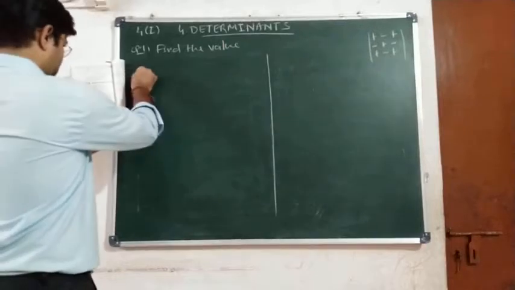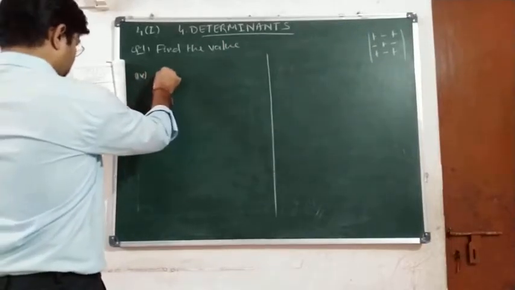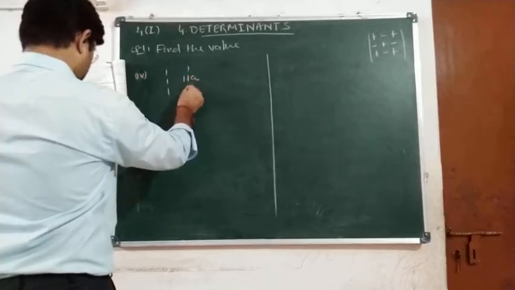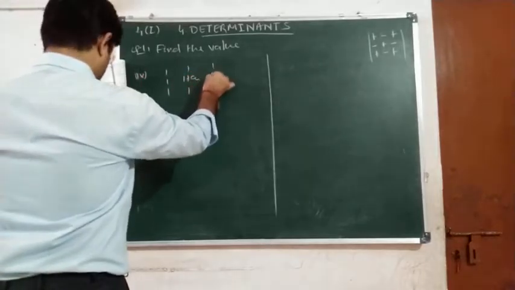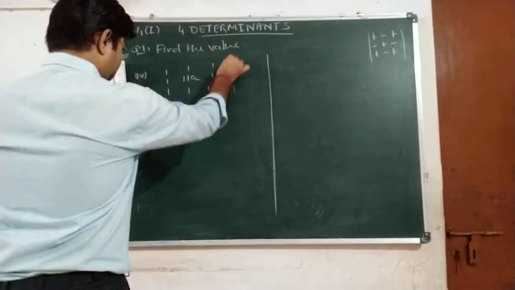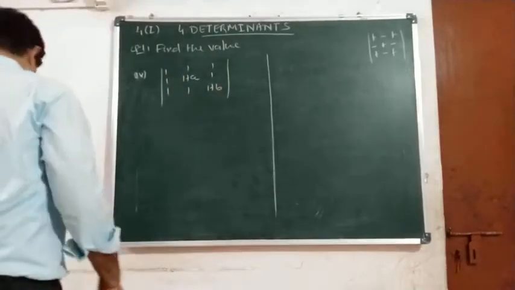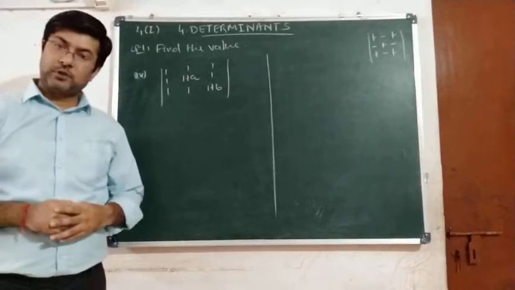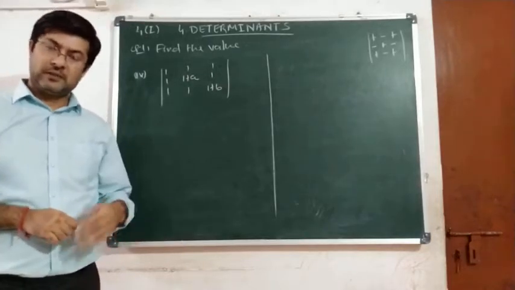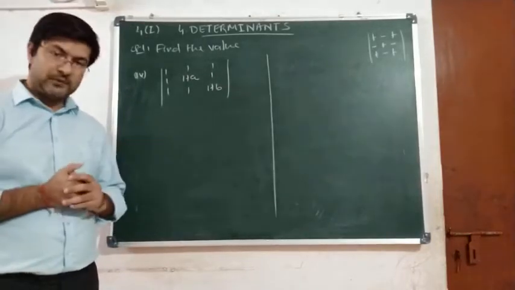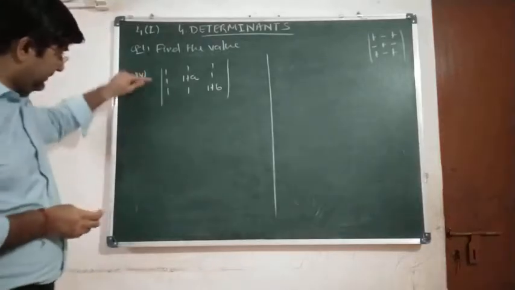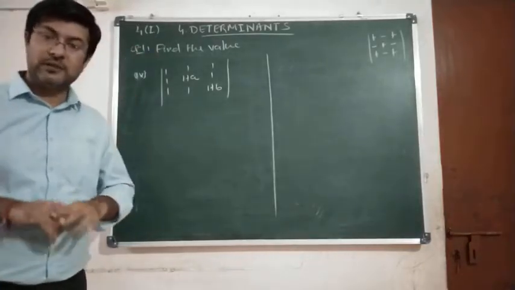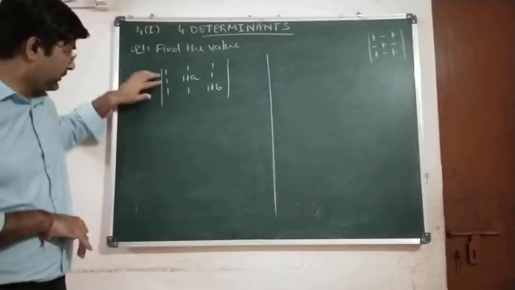Okay, number 4. The determinant is 1 1 1 1 1 plus a 1 1 1 1 plus b. Here also, since it is not compulsory to use the properties, you can directly expand, but we will use the properties in order to simplify. Whenever you get the same entries in any one row or column, it is very easy to simplify. What we do, we subtract.